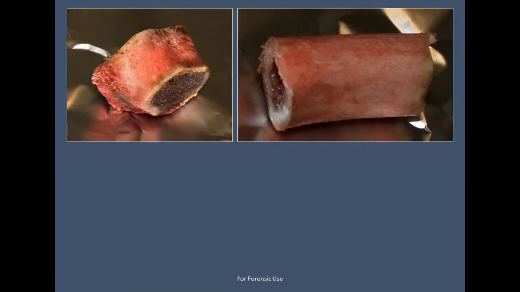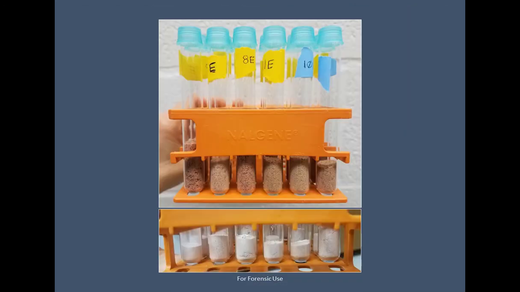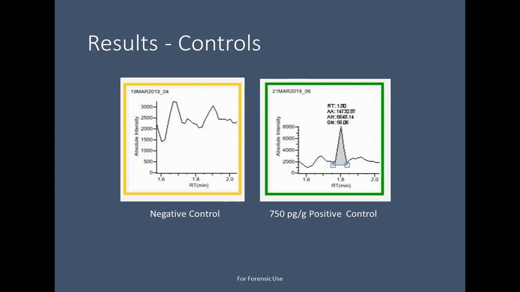And this is an example of what the bone would look like. This is cut down into smaller pieces and then pulverized into this fine powder. And then each one of these samples is then extracted. Of course, they're randomized, so we didn't know up front which ones got which. We just did the extraction and did the analysis in the background. So let's look at some of the results.